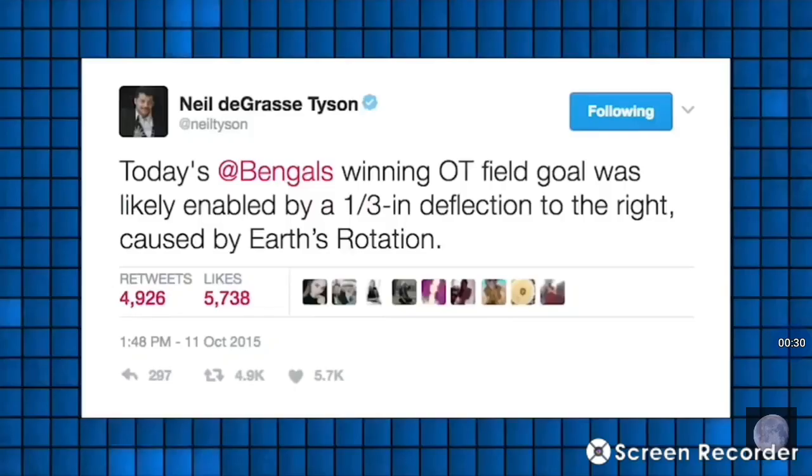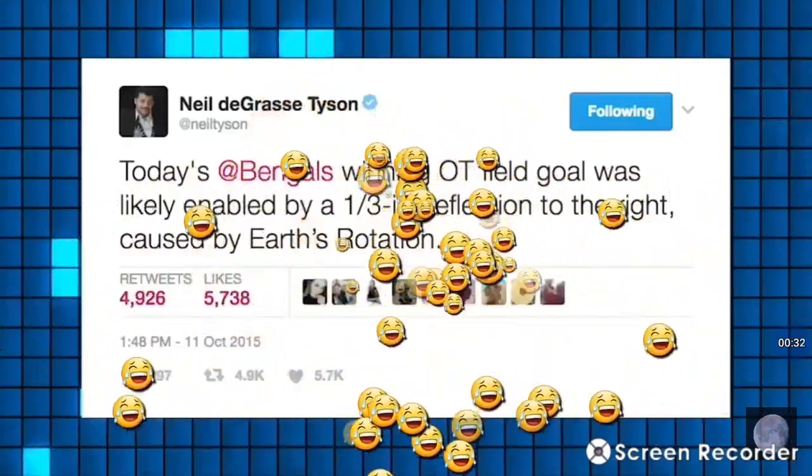Wow. And I said, I remember this. That's what I'm saying. So I said, wait, the angle of this, how long is it? So I checked the stadium, its configuration, longitude and latitude, and I did a quick calculation, and I tweeted, the winning field goal in that game was aided by a 1/3 of an inch deflection to the right from Earth's rotation.